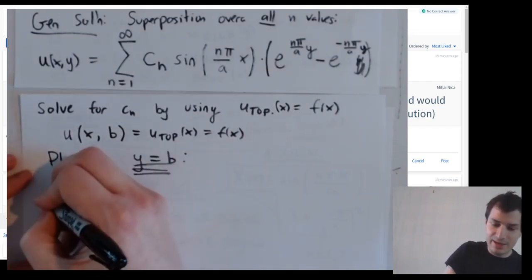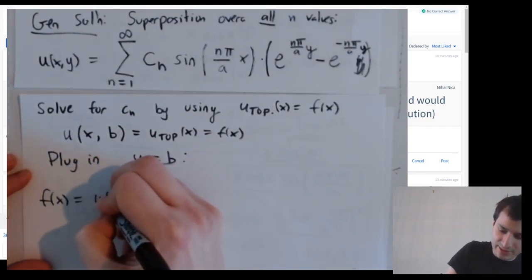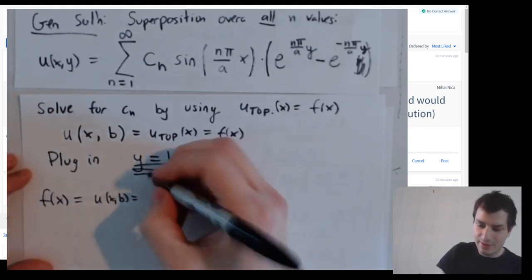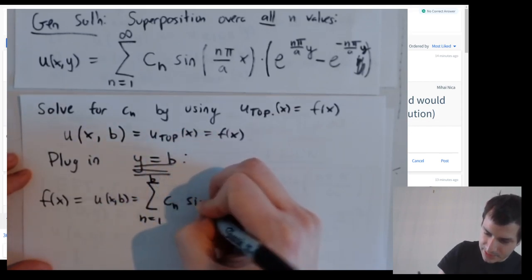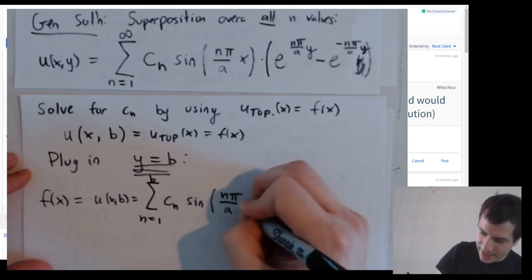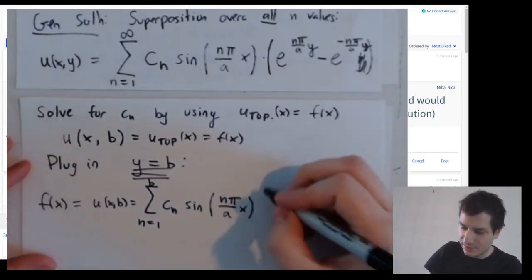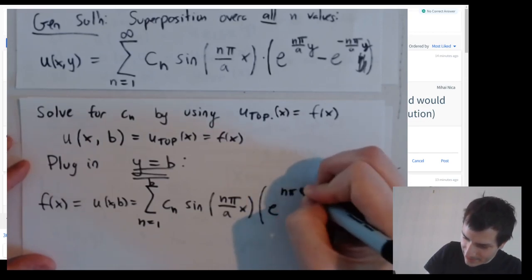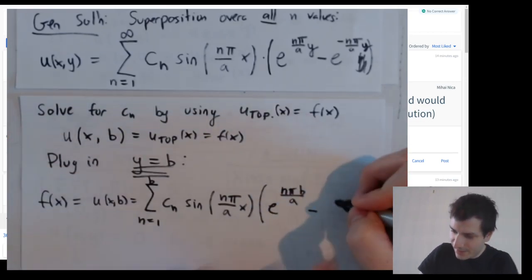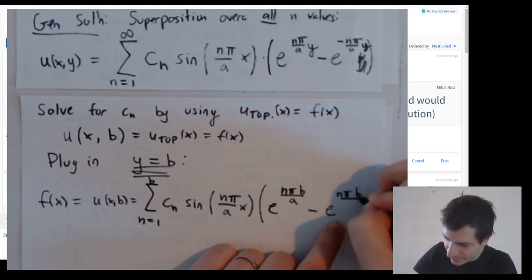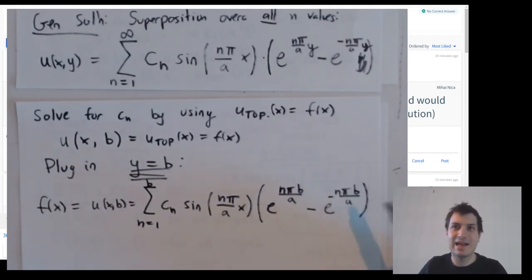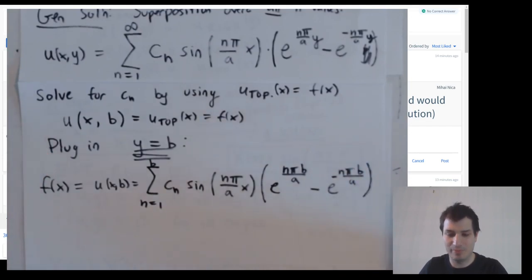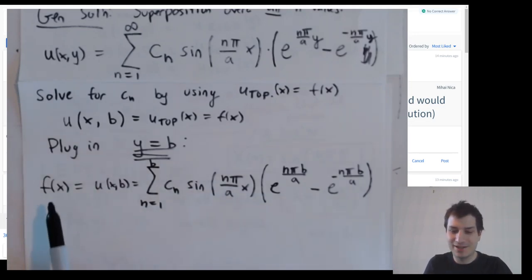And so I'm getting f of x is U of x, b on one hand. And on the other hand, it's this big infinite sum. I'm just going to plug in y equals b. So what do I get? Cn sine of n pi over a x. And here is where I'm going to end up with some b's. So it's e to the n pi b over a minus e to the minus n pi b over a. So you end up with these funny b's in the answer, and they're just going to be there. There's no way to get rid of them. They're just going to be there. That's very funny, Mihai.